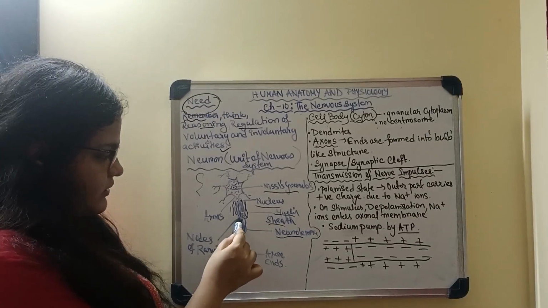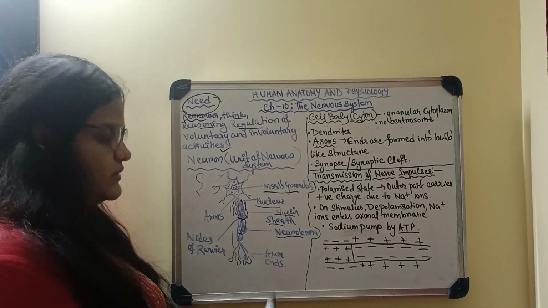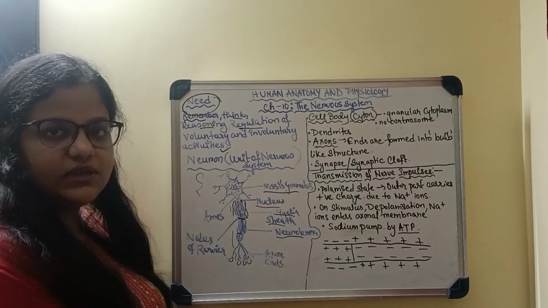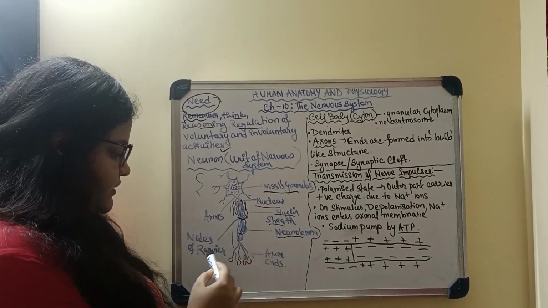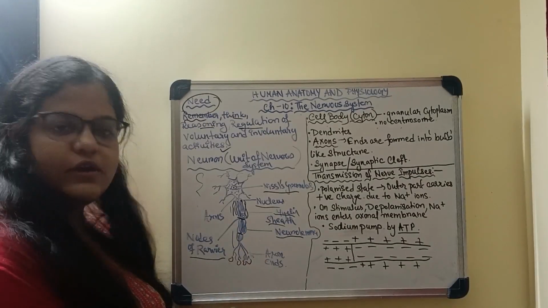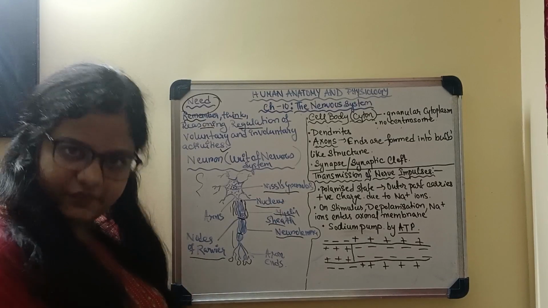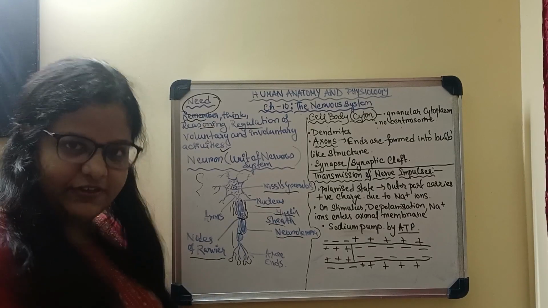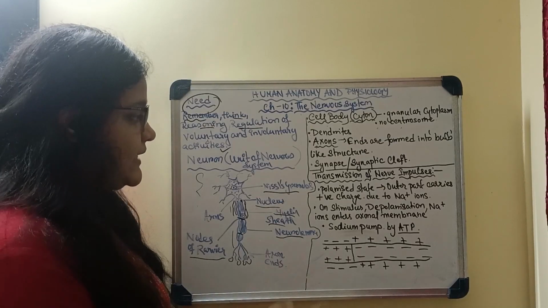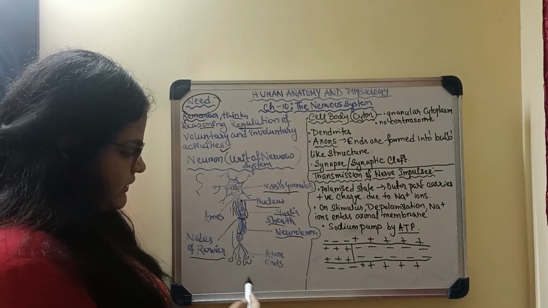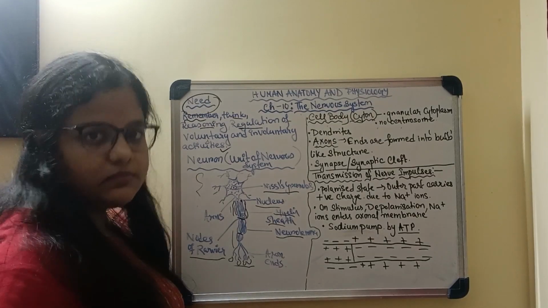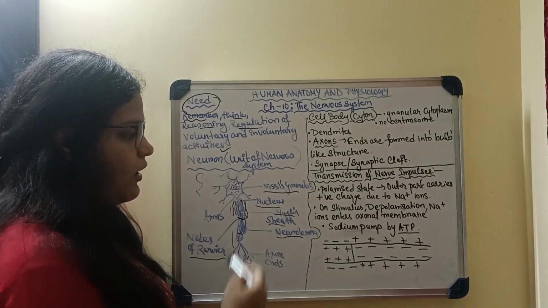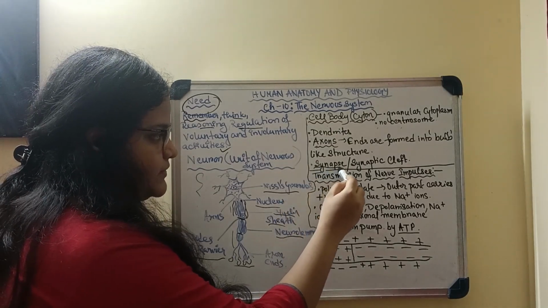Now, the axon is irregularly covered with myelin sheath. That is, there are some gaps present between the myelin sheath covering, right? Now, these gaps are known as the nodes of Ranvier. Not Ranvier, it's nodes of Ranvier. Okay.